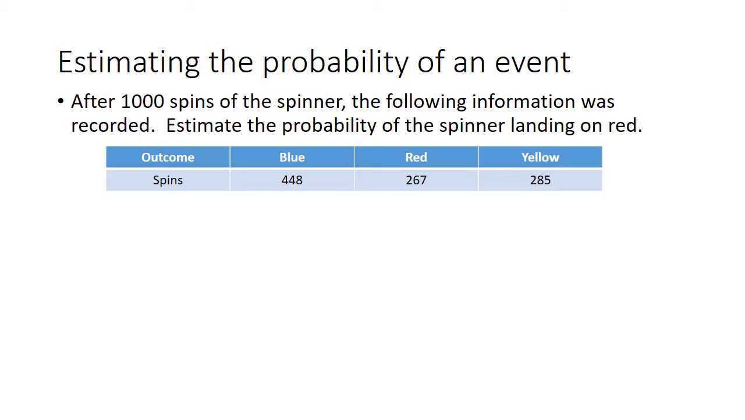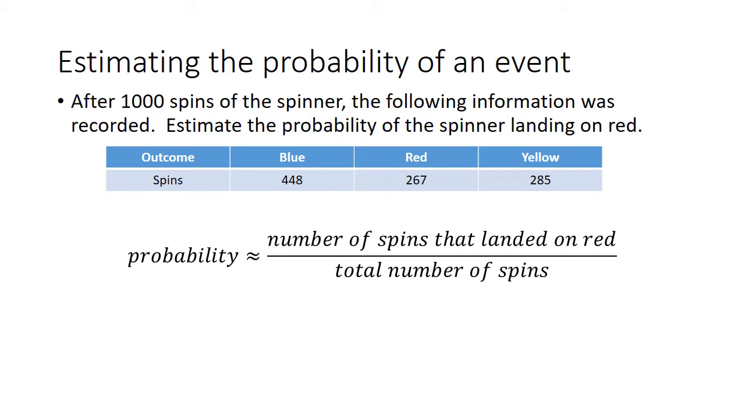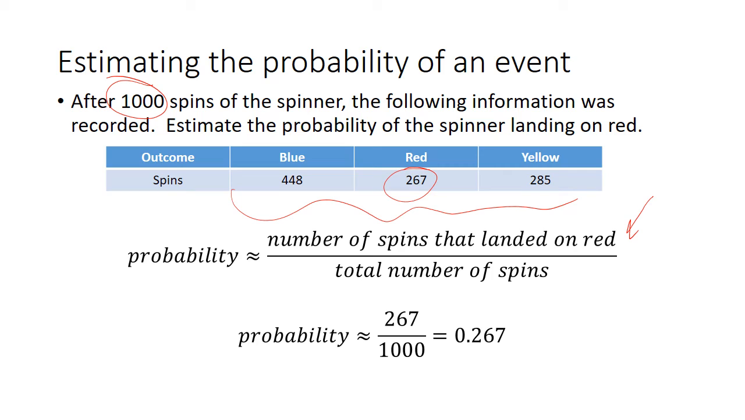So we're going to take the number of spins that landed on red, which is right here, and we're going to divide that by the total number of spins. You can get that two ways. You can either add these three numbers up, or you can look back at the problem where it says there's 1,000. So we're going to put 267 over 1,000 to give our probability. Go ahead and divide that out, which is going to give you 0.267. That would be our probability. If you were changing that into a percentage, then that would be 26.7%.